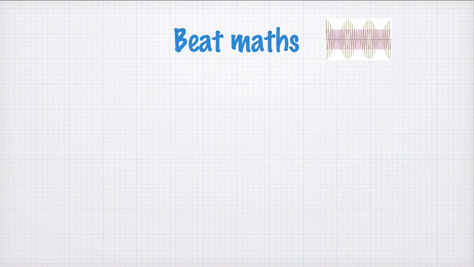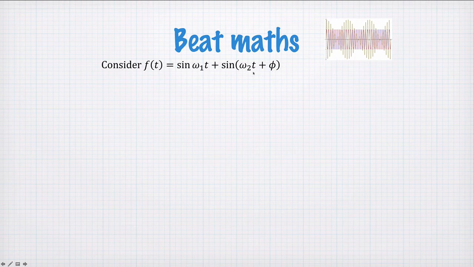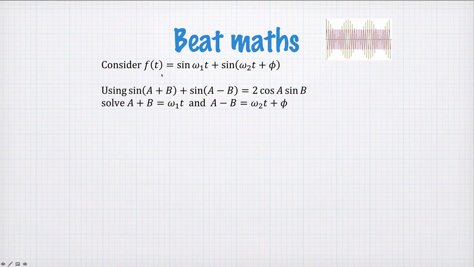We've looked at beats qualitatively, now let's get quantitative. We're going to consider some function of time, which is a sum of two sine waves, frequencies omega-1 and omega-2, with some phase shift if we wish. We're going to rewrite this sum of sine waves as a product of a cosine and a sine, and we can do that using this trigonometric identity here that turns this sum of sine(a plus b) plus sine(a minus b) into this product.